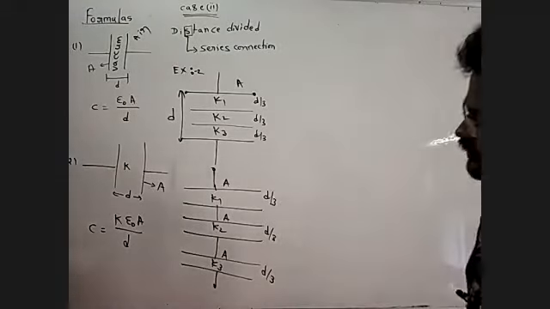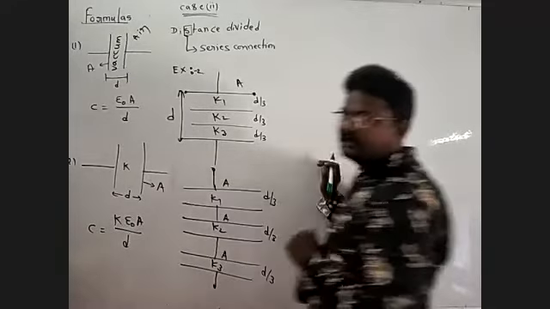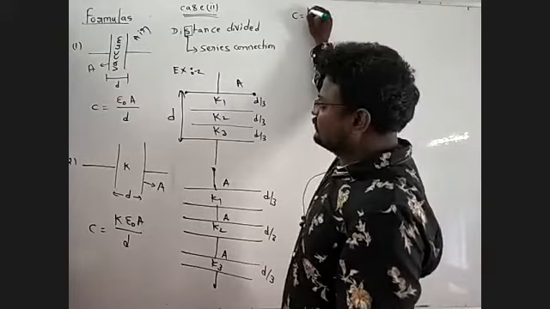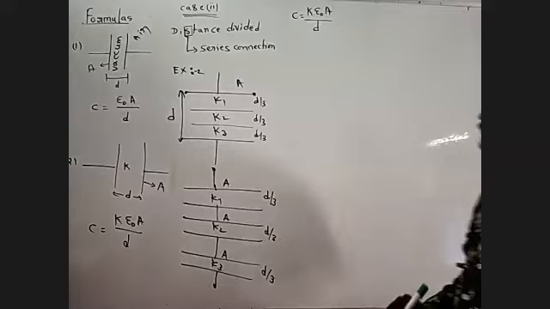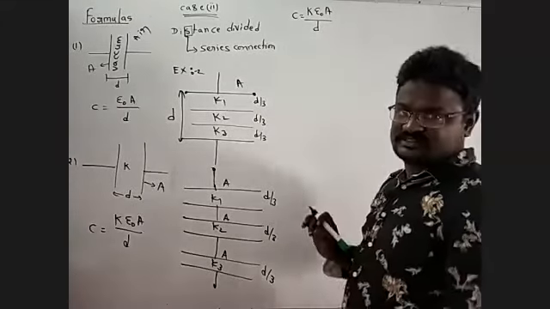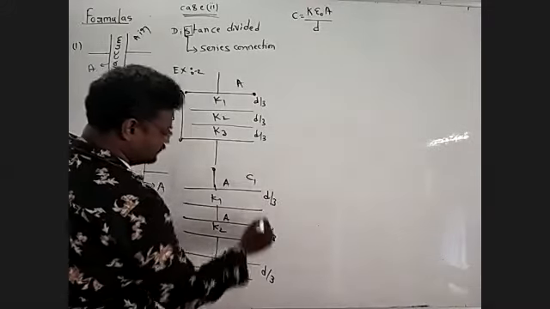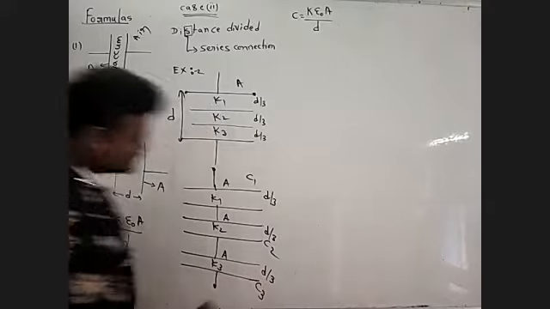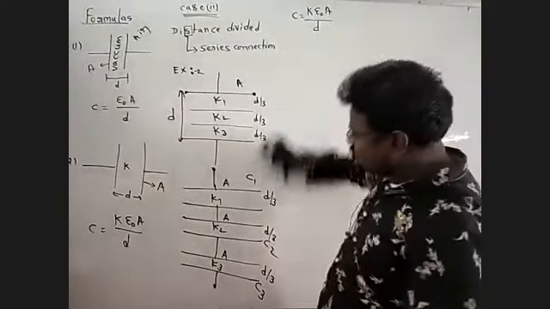Now these capacitors belong to formula number 2. So what is formula number 2? The general formula: C is equal to K epsilon naught A by D. This formula applies to capacitor C1, to capacitor C2, and to capacitor C3. Now, this formula applies to each capacitor.